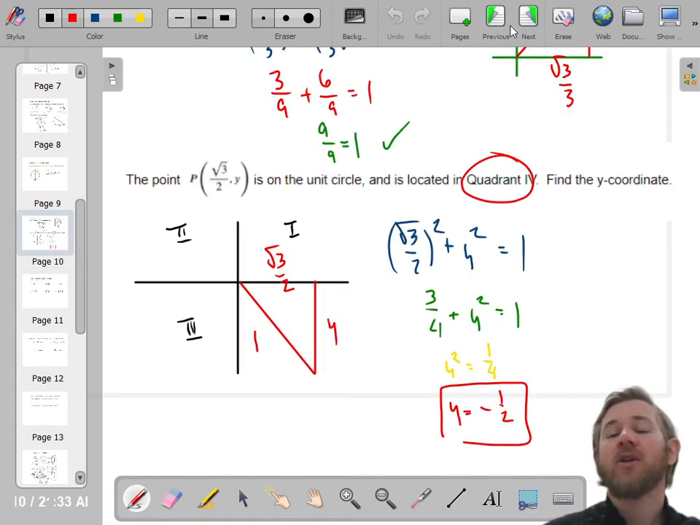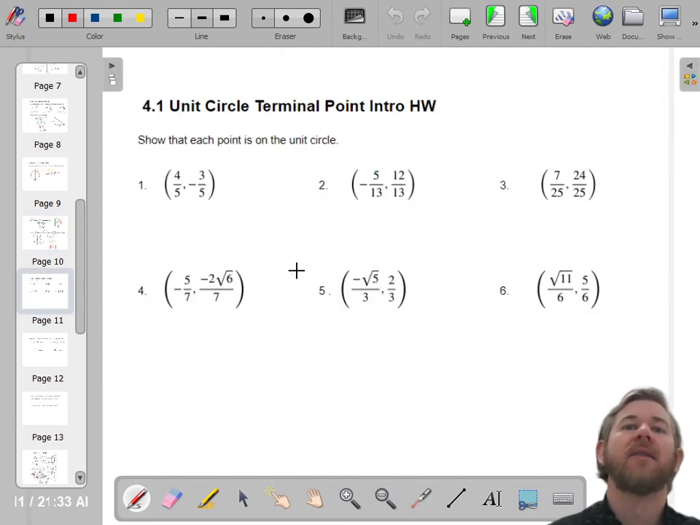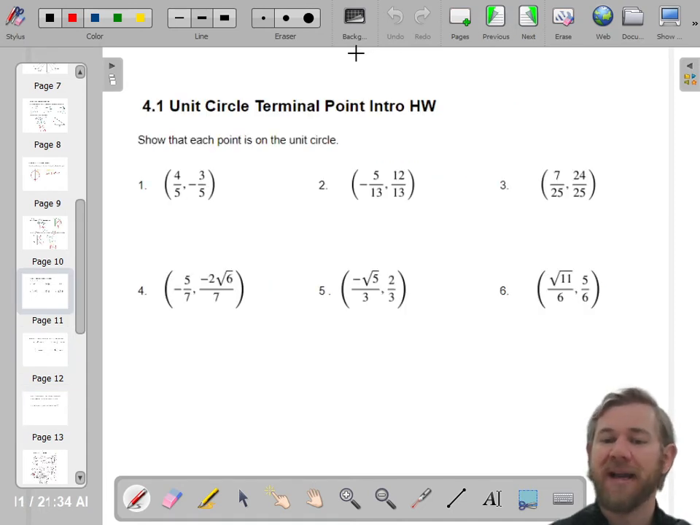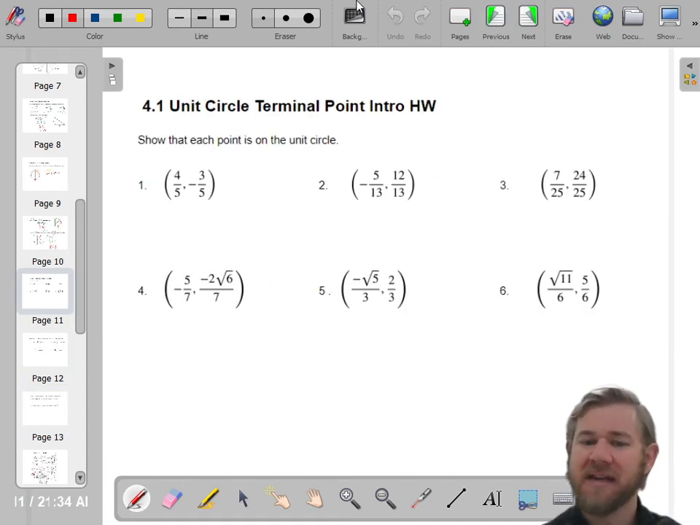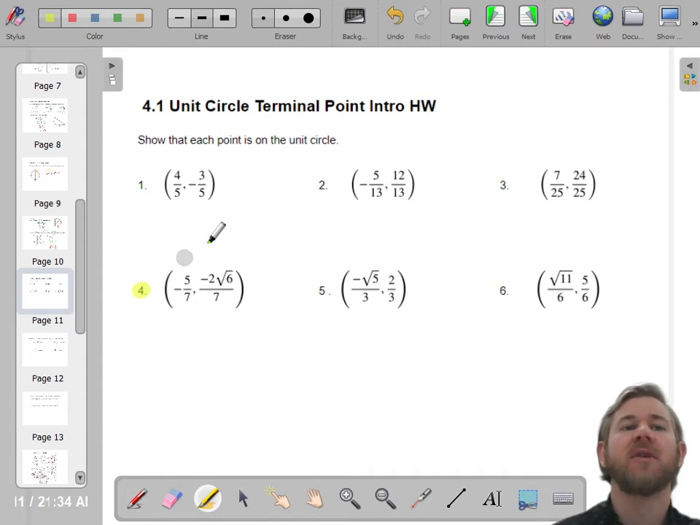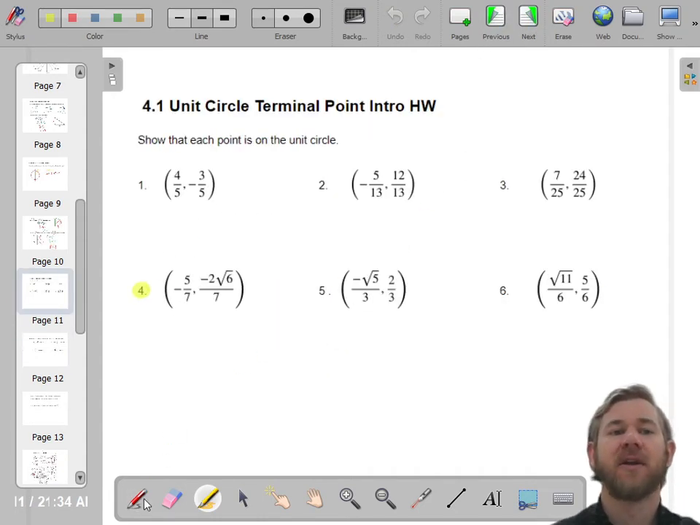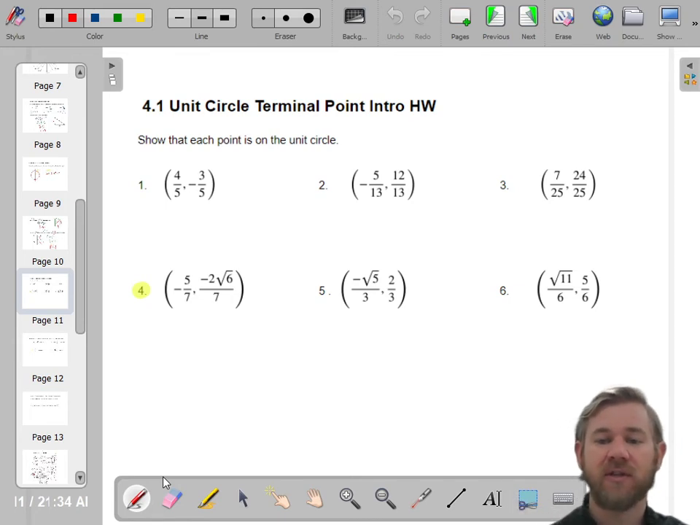All right, now you have some practice problems here, basically some verify problems and then some find the missing component problems. I'm going to leave those for you, but there are a couple arithmetic things in here that I want to do. So I'm going to do number 4 and number 9 with you, and then I'll let you guys do the rest. And remember, this is on Schoology. You can check all your answers.